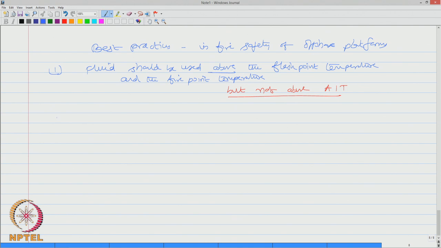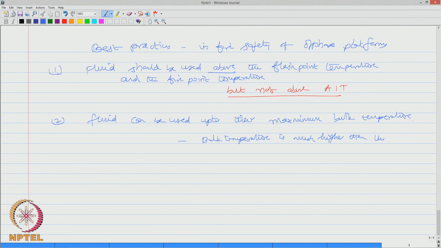but of course, very particularly in offshore platforms. The second could be fluid can be used up to their maximum bulk temperature. Because the advantage is the bulk temperature is much higher than the flash and fire point temperature of the fluid, it is a very common phenomenon.